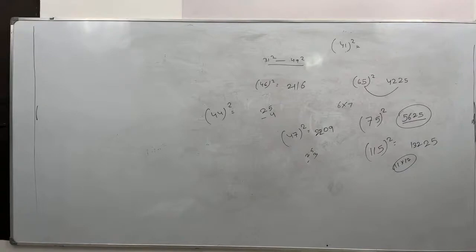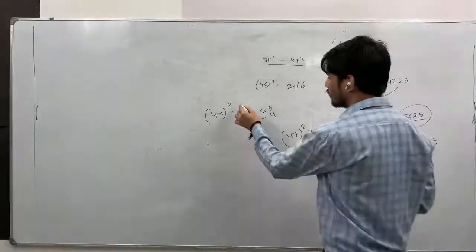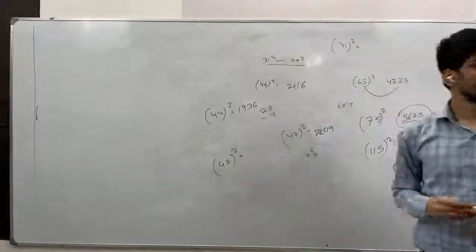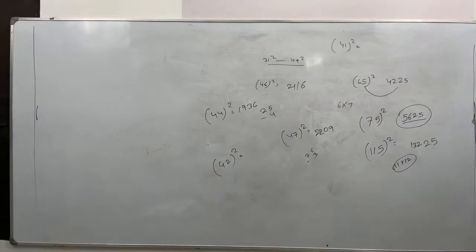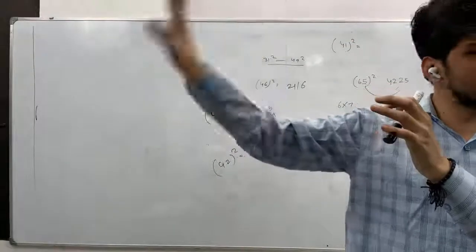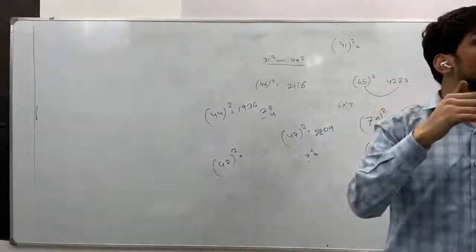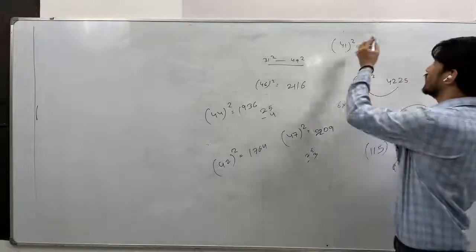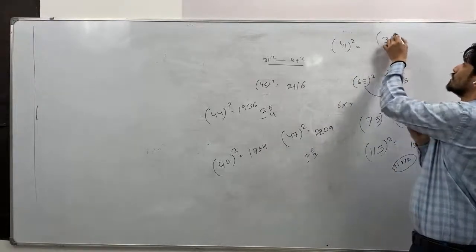So what will the final answer? 1936. Likewise, if I ask you 42 square, the difference is 8. So 8 square is 64. So the last two digits we have got are 64. Then 25 minus 8 is 17. Clear?